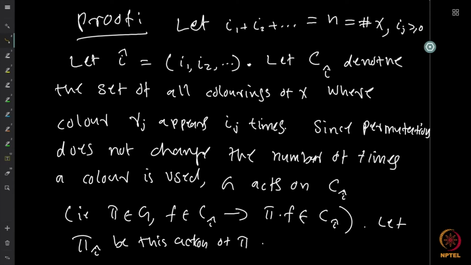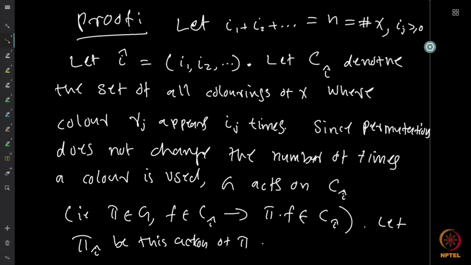ij is of course greater than or equal to 0, and the tuple i1, i2, etc. is denoted by i cap. Now let us say that C i cap denotes the set of all colorings where the number of times the color Rj appears is exactly ij. As I mentioned before, the permutations can only take such colorings in C i cap to colorings in C i cap, because the number of times a color occurs cannot be changed by the permutations, right?